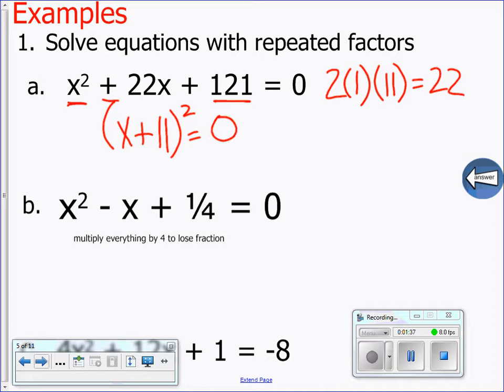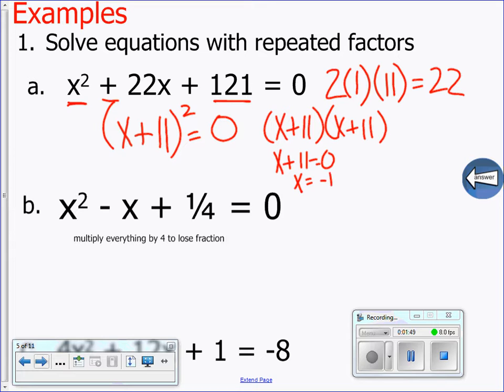So if I set them both to 0, that really means x plus 11 times x plus 11. Set it to 0, x plus 11 equals 0. So x equals negative 11. This one, x plus 11 equals 0, so x equals negative 11. So my answer is negative 11.